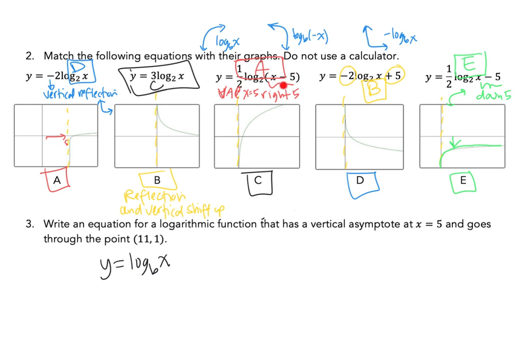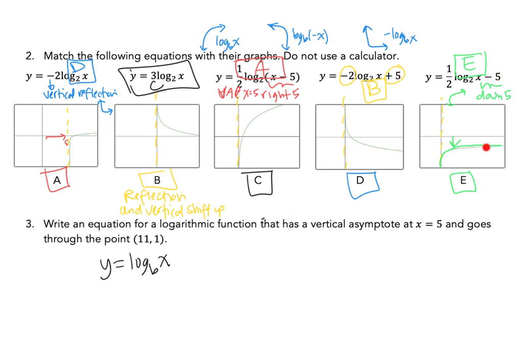A, it's shifted to the right, so I'm looking for a vertical asymptote that's shifted right 5 units. So it's got to be this one here. And this one's going down. That's not associated with the x. The x has to be in parentheses. This is right 5 units. This is up 5 and down 5.